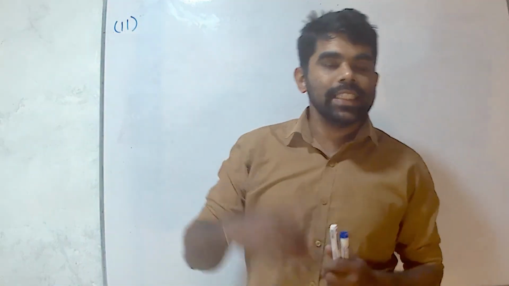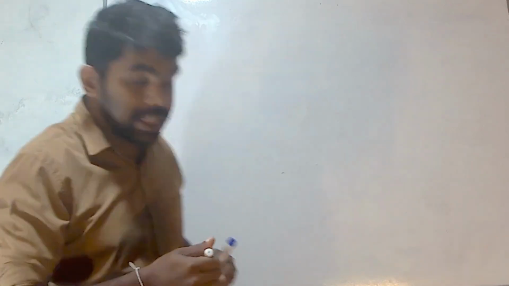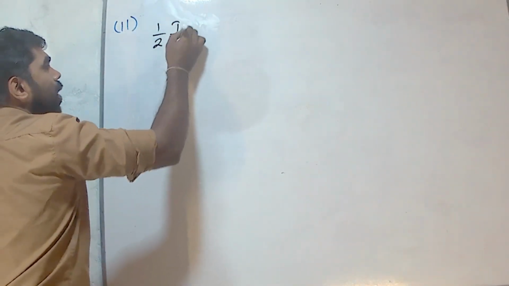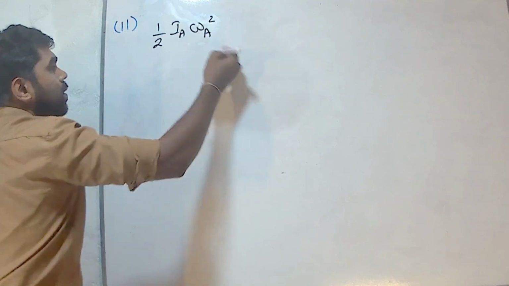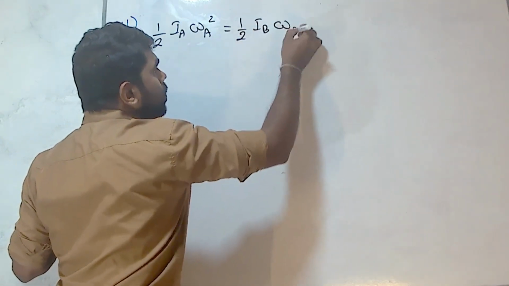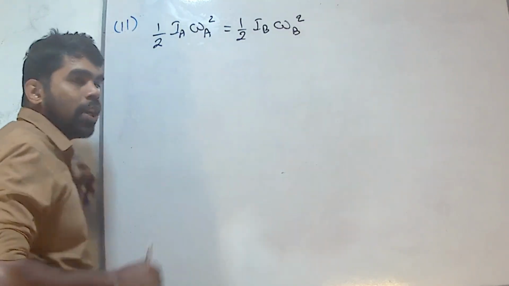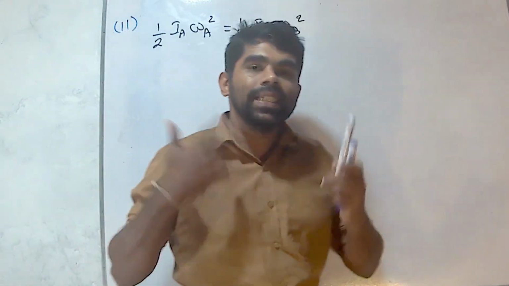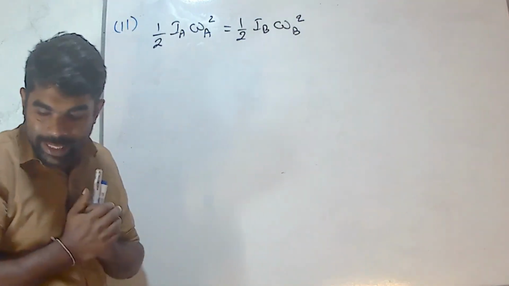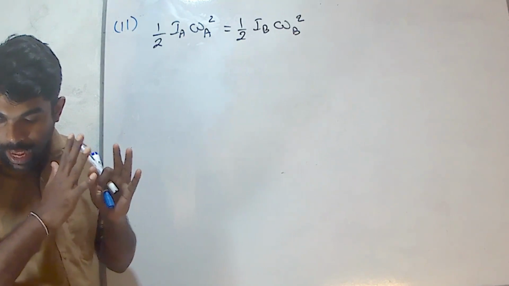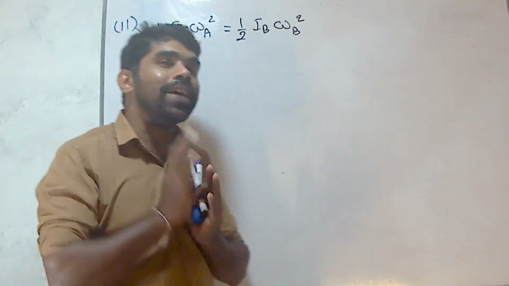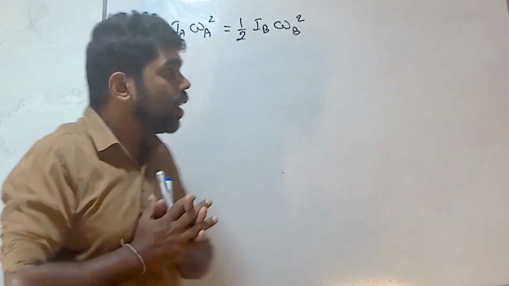They have given that there is the same rotational kinetic energy. Then we can write half IA omega A squared equals half IB omega B squared, where I is the moment of inertia of the object and omega is its angular velocity. Now we have to get the ratio between the angular momentums of A and B. Angular momentum means the product of I omega.